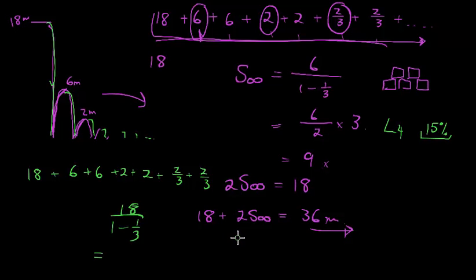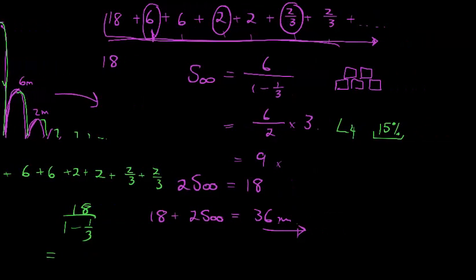Okay, so one last question. When we got to the 2, what is that? 2 sum to infinity equals 18. Yeah. And then you said 18 plus 2 sum to infinity equals 36. Why did you say 18 plus? Okay, so sorry, I may be going too quick to explain what I'm doing.